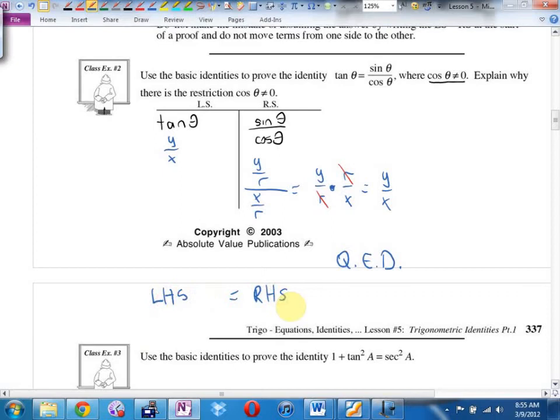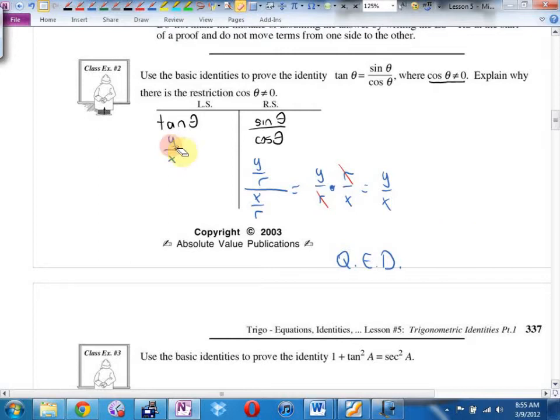What do you think LHS equals RHS stands for? Left-hand side equals right-hand side. Then you have the Americans, who have to do things their own way and are lazy. They would just draw a little square and color it in. That's boring. I'm a nerd. I always write QED. There's a proof.